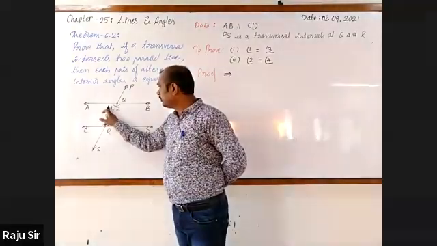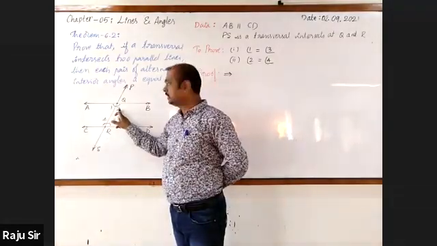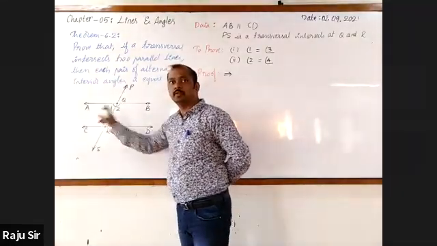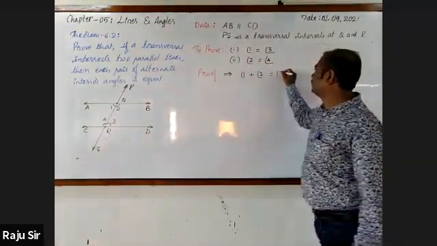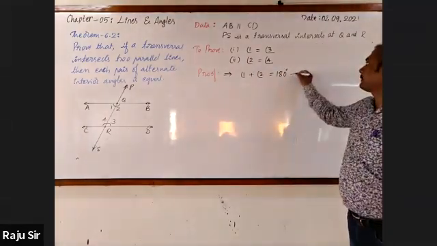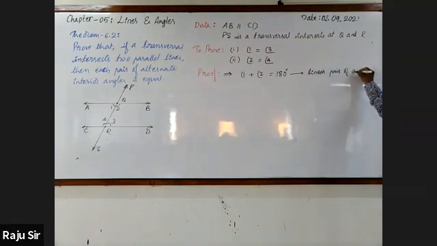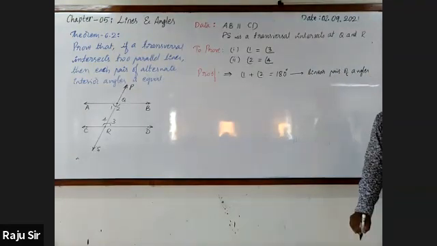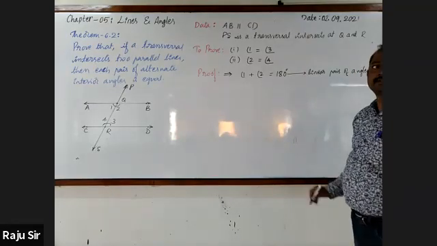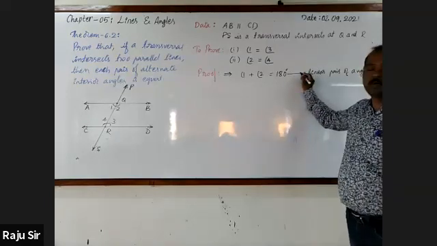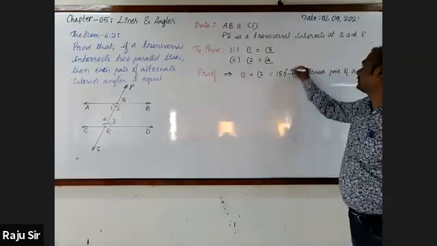So 1 is related to 2. 3 is also related to 2. Hence let us take 1 and 2, and 2 and 3. What is 1 plus 2? 180 degrees. Reason? Linear pair of angles. Call it as statement 1, alpha, A, B, however you want.